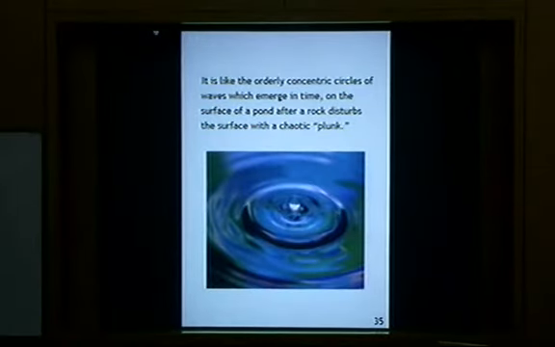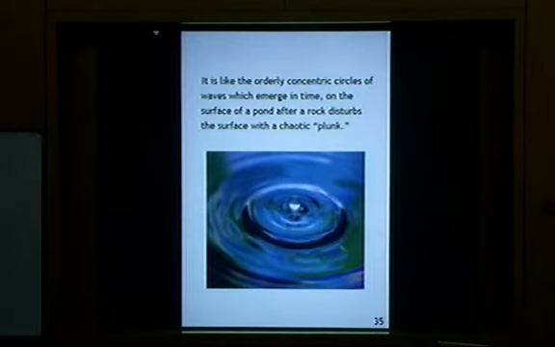So it's like the orderly concentric circles of waves which emerge in time on the surface of a pond after you drop a rock onto the surface, and there's a plunk, and then there's something more, and then all of a sudden all these nice concentric circles come out. That's the self-similar circles that are coming out. It's analogous to that. Okay?